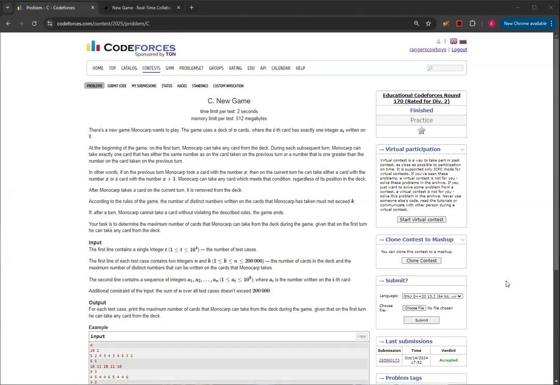So that itself hints at sorting, because order doesn't matter. After Monocarp takes a card on the current turn, it is removed from the deck. And according to the rules of the game, the number of distinct numbers written on the cards that Monocarp has taken must not exceed K. So you cannot have more than K distinct numbers. If after a turn Monocarp cannot take a card without violating the rules, the game ends. You have to determine the maximum number of cards that Monocarp can take from the deck during the game, given that on the first turn he can take any card.